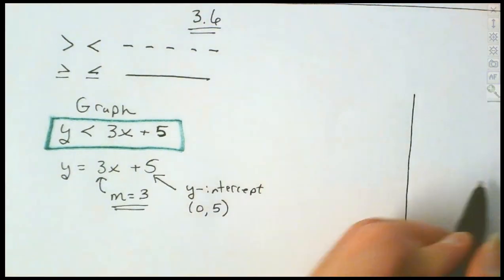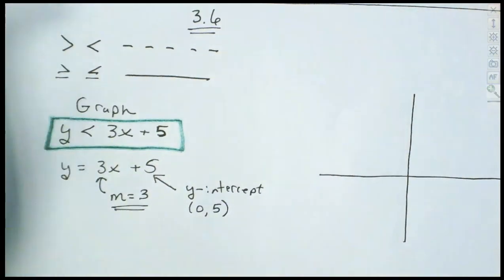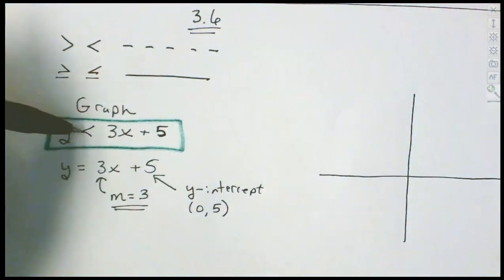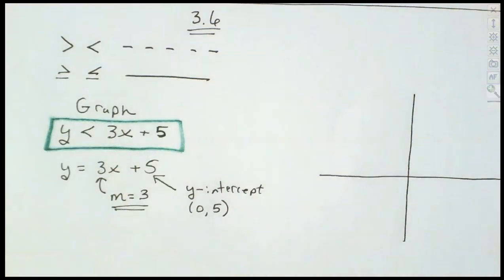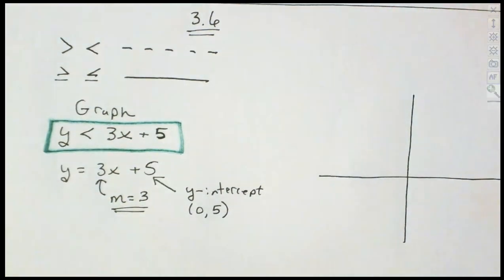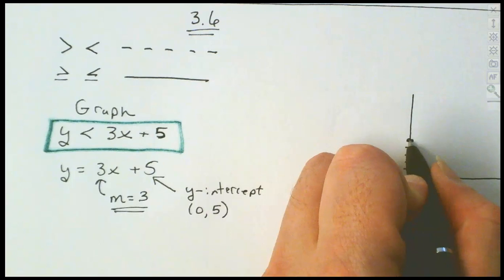Now, when we go to graph it, we're going to be using a dotted line. Why? Because here's our original. We don't have a bar underneath because it's strictly less than. So we're going to be using a dotted line. So we'll find our y-intercept at (0, 5), right here.